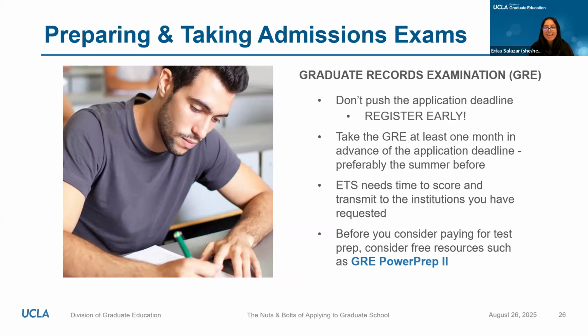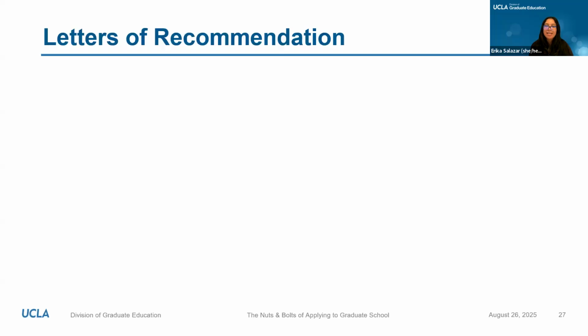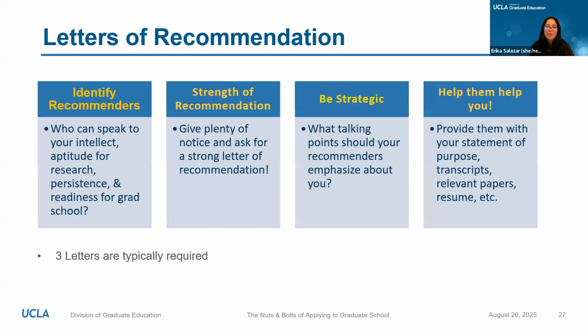Another part of the application process is submitting letters of recommendation. 3 letters are typically required, but again, it does depend on the graduate program that you are applying to. Some graduate programs may only require 2, may only require 1, or may require them from specific people, so specific faculty or specific employers. Please double check with those graduate programs of interest. But typically, when receiving letters of recommendation, what you want to do is first identify recommenders who can speak to your intellect, aptitude for research, persistence, and readiness for graduate school.